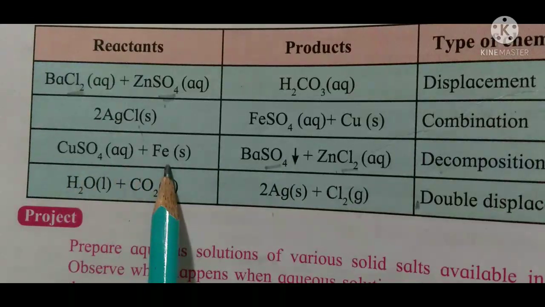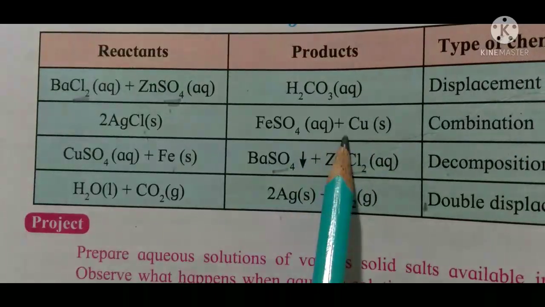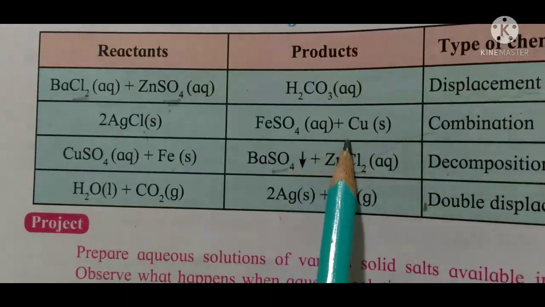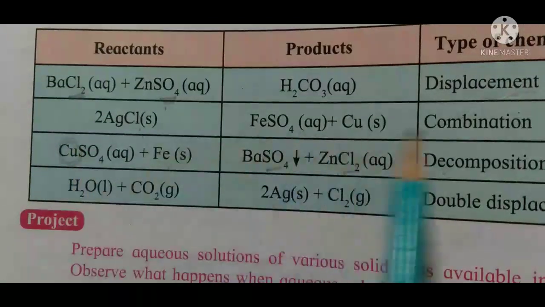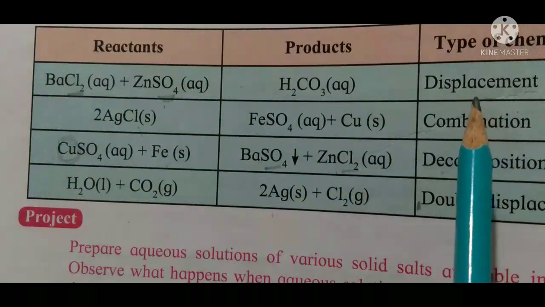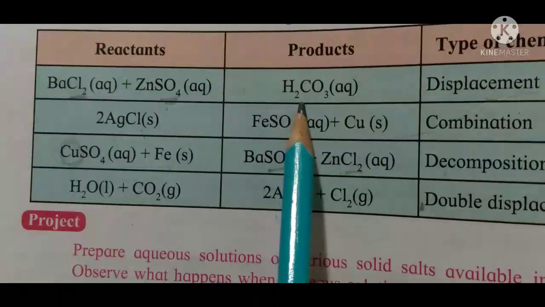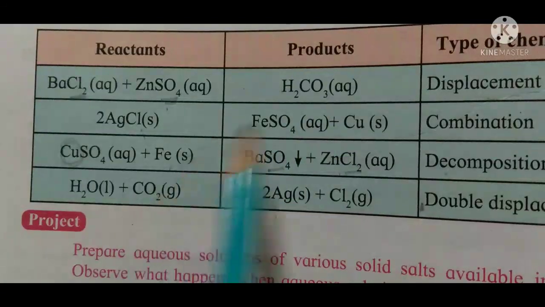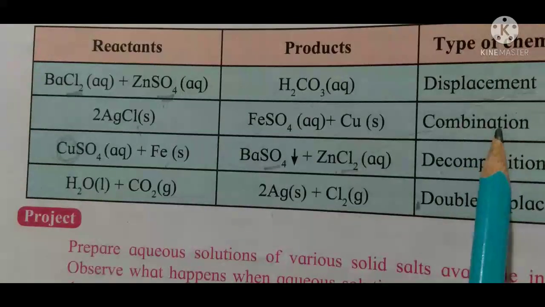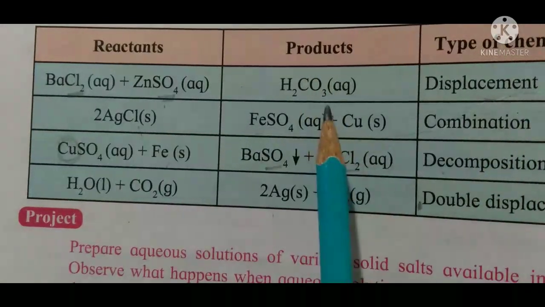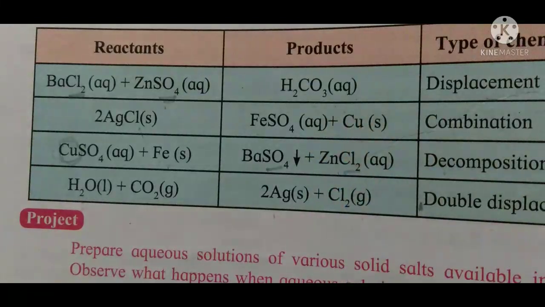Copper sulfate plus iron. Just find where is here copper sulfate plus iron. This is given here. Iron sulfate and copper. Here iron took copper's place. So your reaction is displacement reaction. Next one is H2O plus CO2. You got H2CO3. Two reactants combine to form one product. So here your reaction is combination reaction. H2CO3 is carbonic acid.